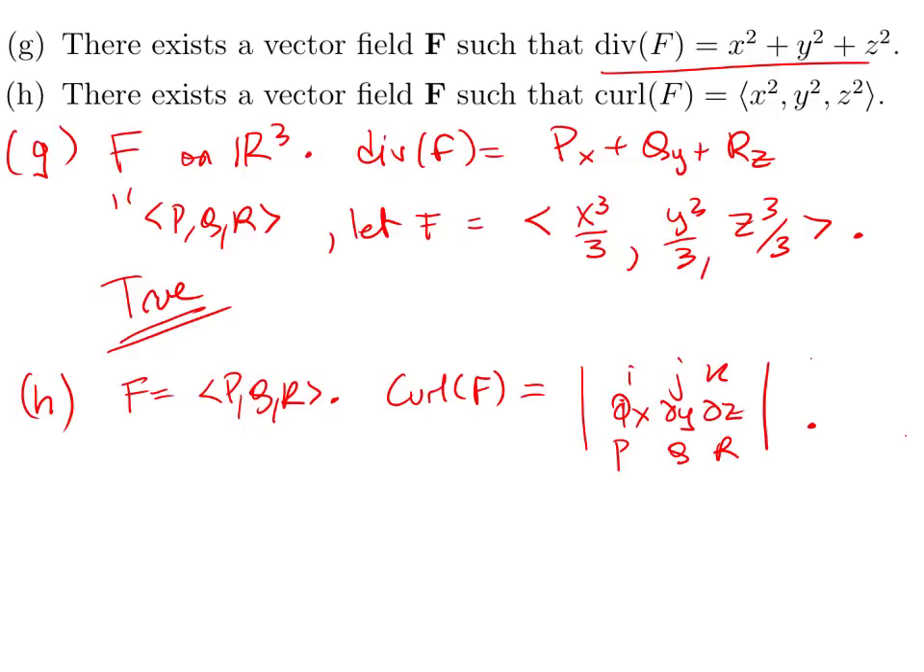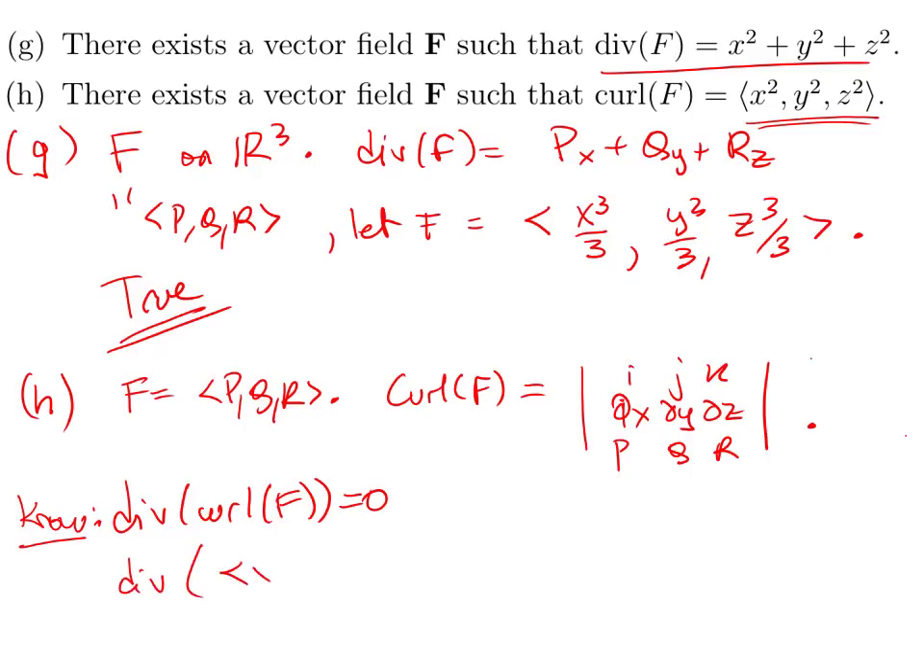So let's think about what we know about curl. Well, one of the things about curl is that the divergence of the curl of any vector field is equal to 0. And maybe we can check, does this rule out the possibility that you have some vector field with curl equal to this specific field? So let's compute it.